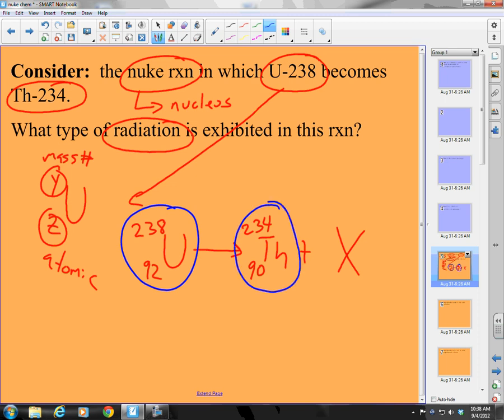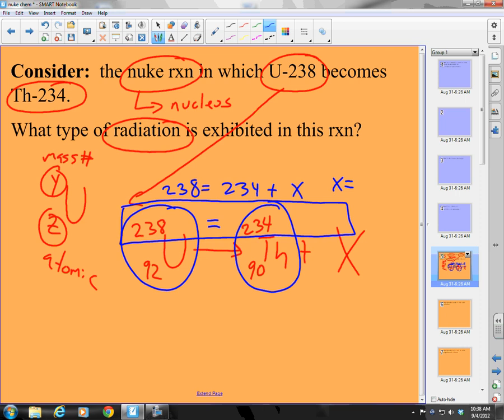Now here's the way we do this. We can look at the mass numbers as one equation where my arrow has an equal sign. So what do I have here? I have 238 equals 234 plus x. So let's solve for x. Even I can do this in my head, right? 238 minus 234 equals 4. So my mass number in my piece of radiation is 4.